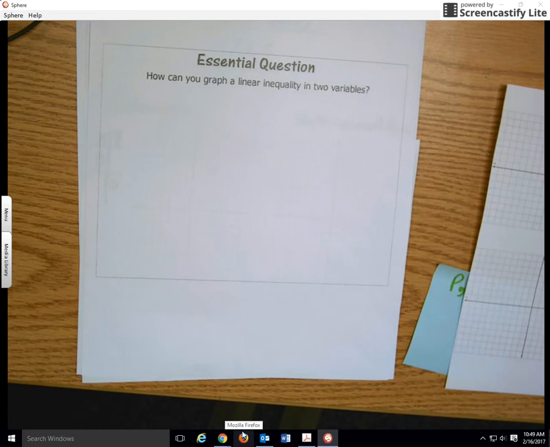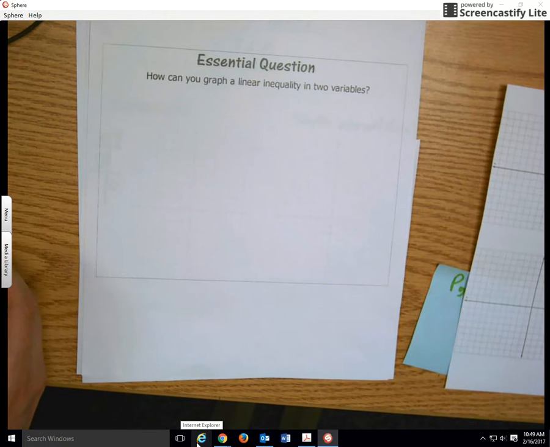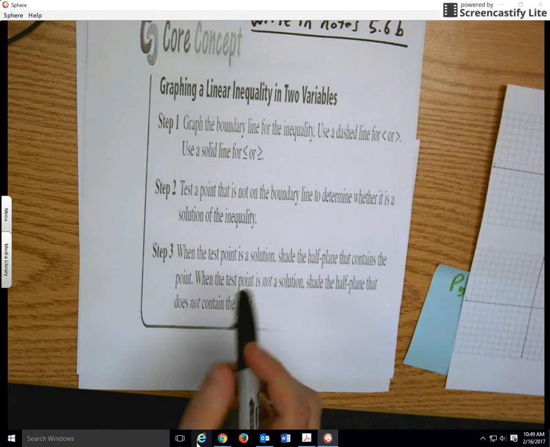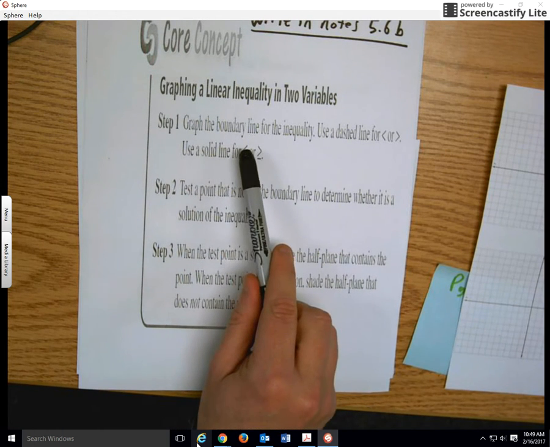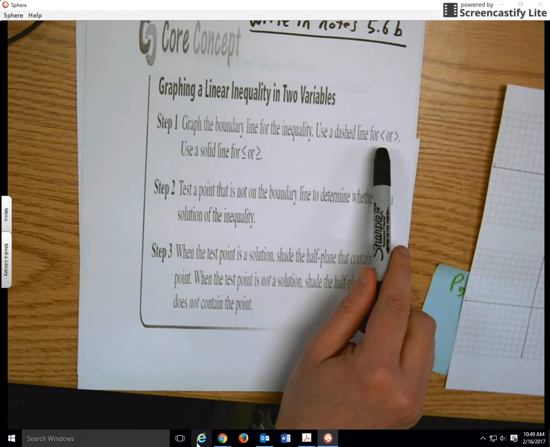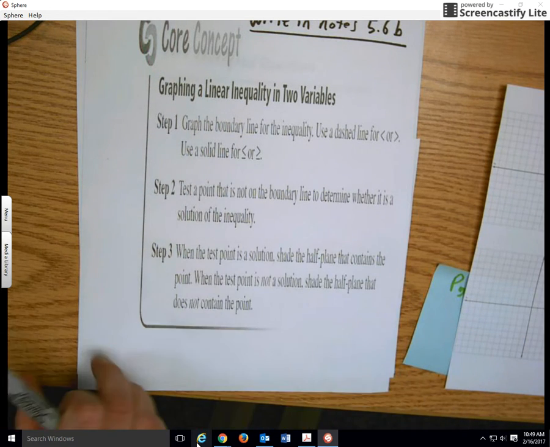Okay, the essential question is how can you graph a linear inequality in two variables? And we looked last time that this is very similar to graphing an equation. There were just a few differences. So looking really quick, when you graph an inequality, one of the differences is when you have the answer, you have to use either a dashed or jagged line, or you can use a solid line. So that's one of the differences.